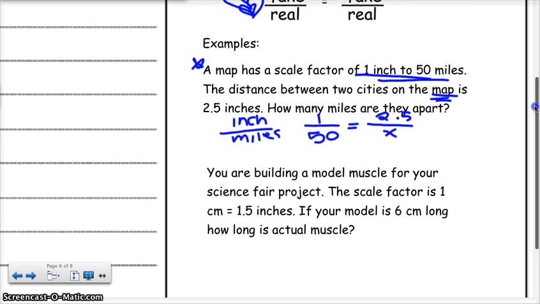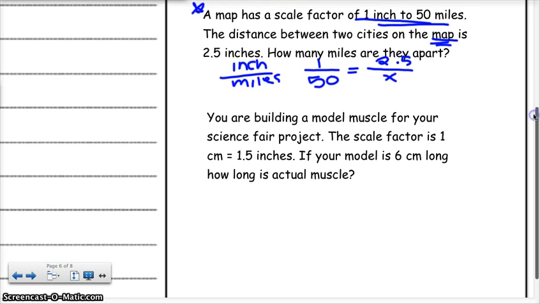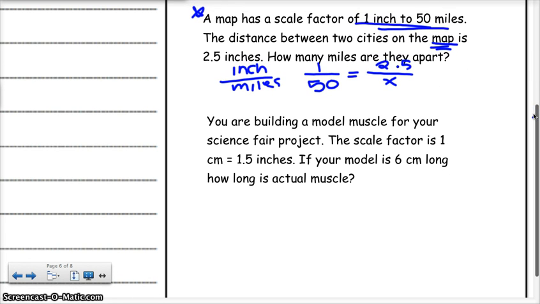Last one, you're building a muscle for your science fair. The scale factor is 1 centimeter is to 1.5 inches. Your model is 6 centimeters long. How long is the actual muscle? Okay, centimeters is fake, it's my model. So I have centimeters is to inches. So 1 is to 1.5, and then 6 is to x. Okay, fake is to real as fake is to real. That's with scale drawings and models.